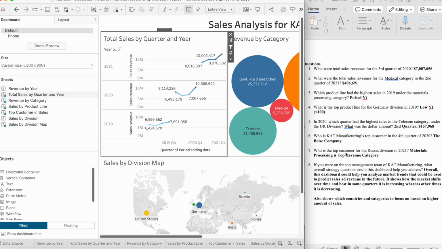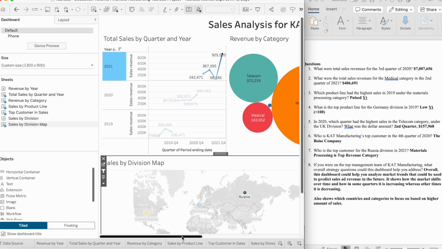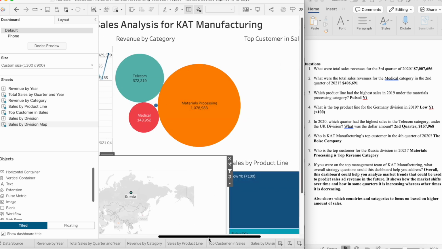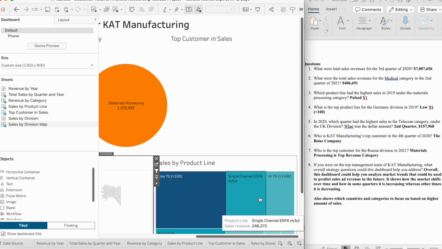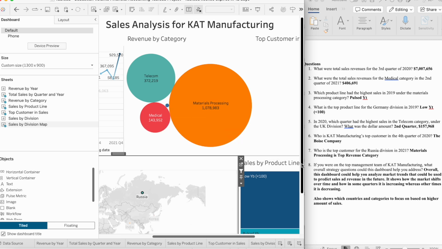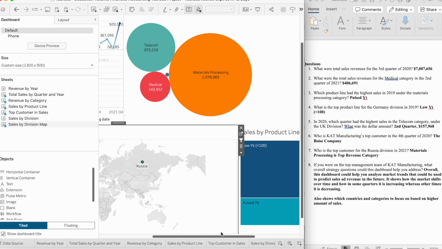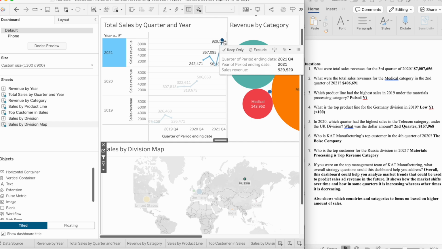Who is the top customer for the Russia division? I would click on 2021, and then I would click on Russia. As you see, everything else changes along with it. The total sales changed, and the revenue by category changed. However, there is no top customer in sales for this one, but their top revenue is materials processing, and their top product line is low YB, less than 100, and their top quarter for 2021 is the fourth quarter at $929,520.